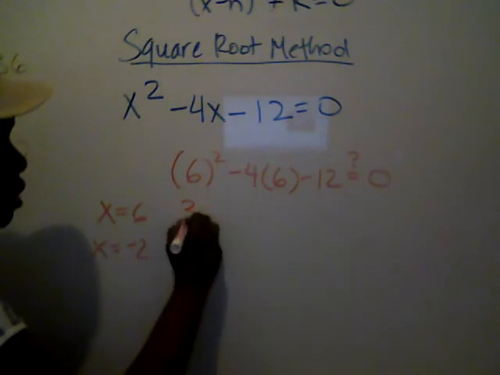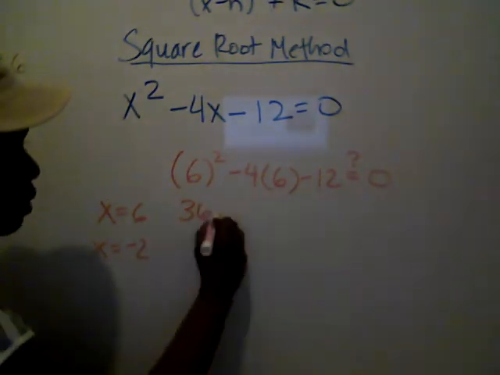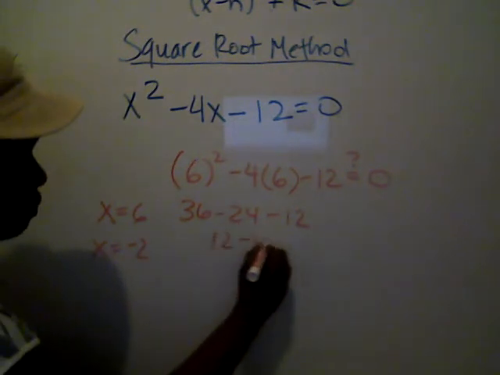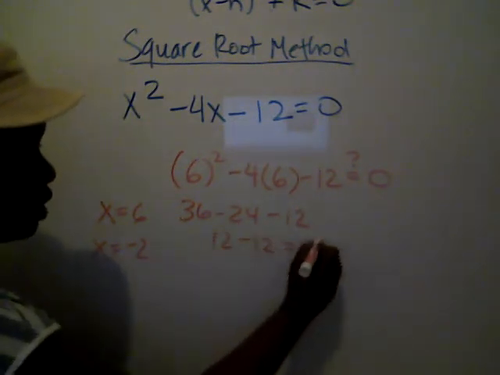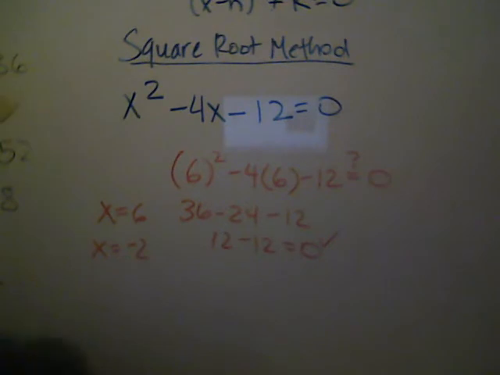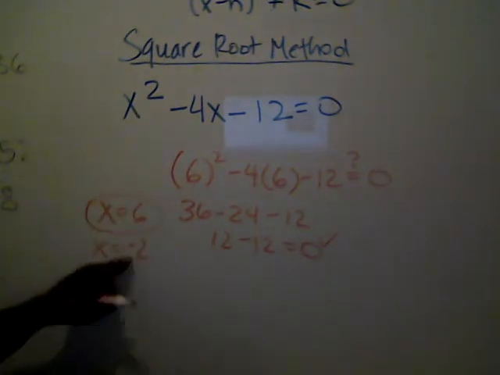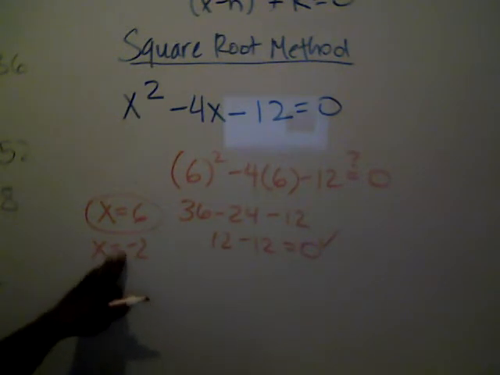So 6 squared is 36. 4 times 6 is 24. Okay, so 36 minus 24 is 12. 12 minus 12 actually does equal 0. So it did check out. So at least 6 we know is definitely right. We have to do it for each answer option. So we have to do the same thing using negative 2 now.